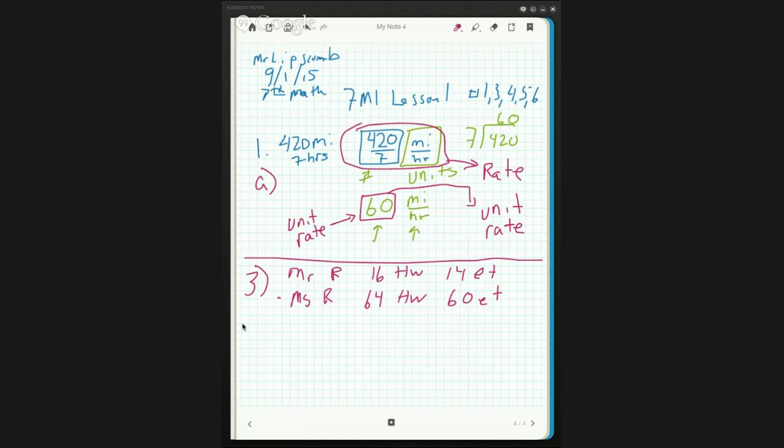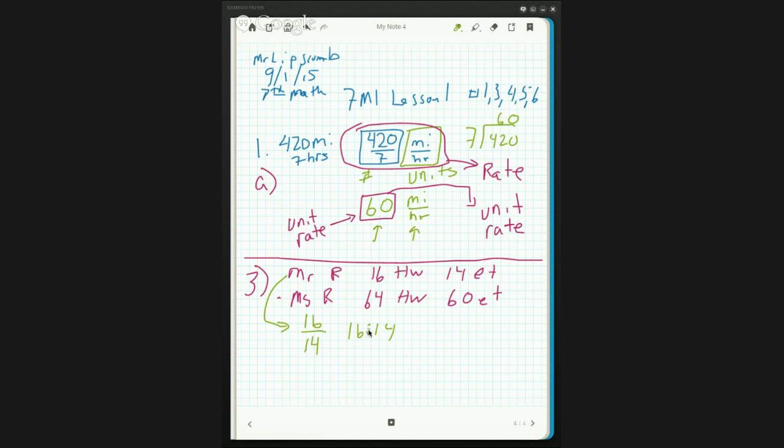Now, let's write the ratio for Mr. R, and let's write his in maybe green. It's going to be 16 over 14. That's the way we can write a ratio. We can also write it like this.